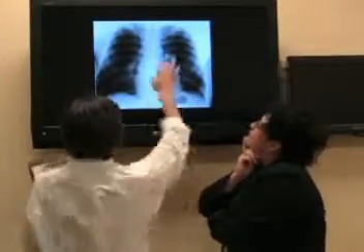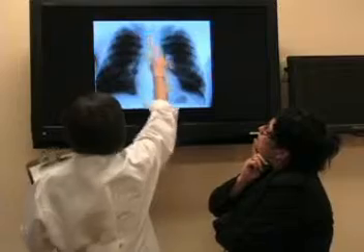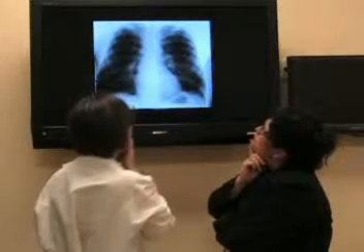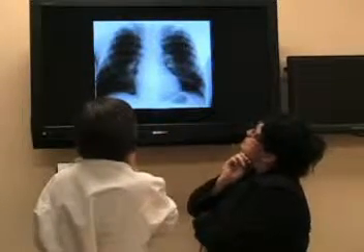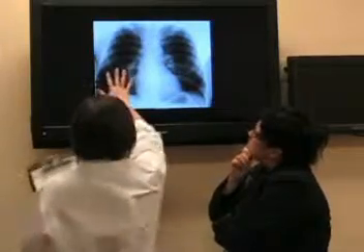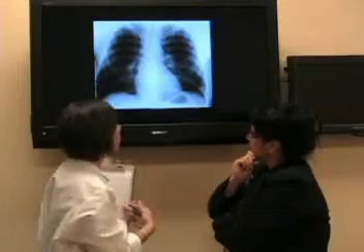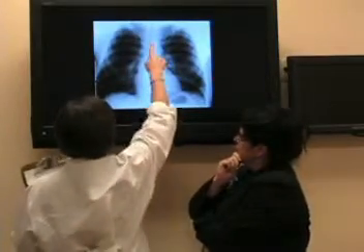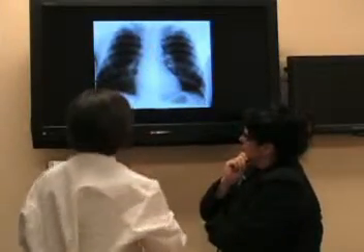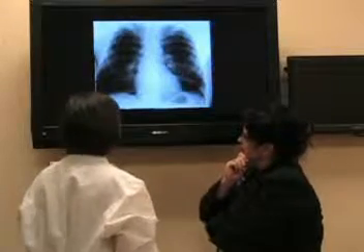So, our patient's X-ray: the airway seems to look all right. Our breathing, it seems to look normal. Cardiac, I don't see abnormalities there.